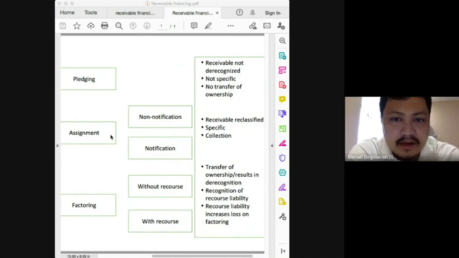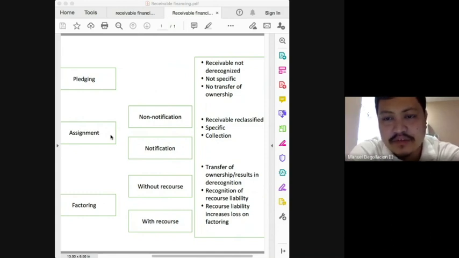Okay, remember that in an assignment, we are basically borrowing money and assigning our receivable as a form of collateral. So under notification basis, collection may be done directly by the fund provider. The customer can pay directly to the fund provider.